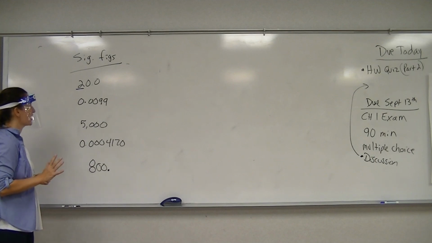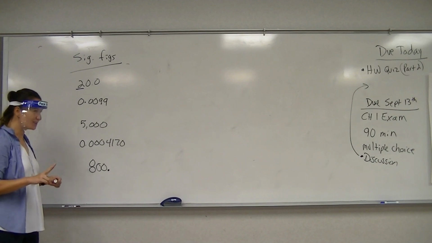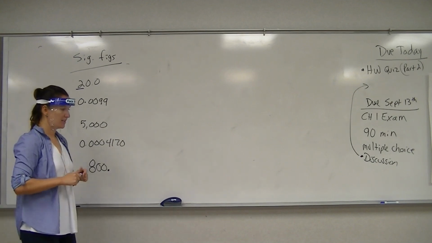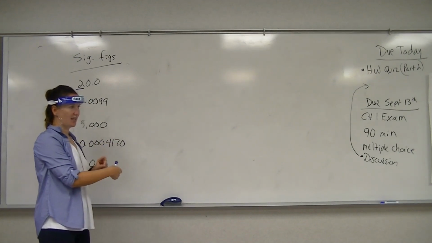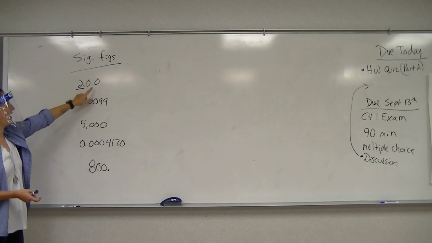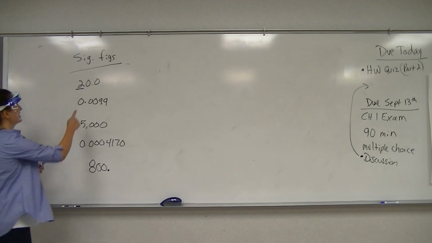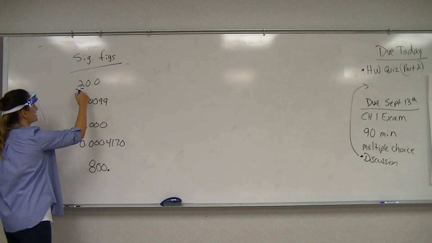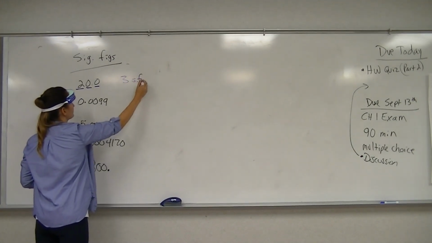So zeros sometimes count, and there's 2 set of rules when they count. The first is, if the 0 is between 2 non-zero numbers, then it counts. The other rule says zeros can count if there's a decimal and you've already started counting. So in this one, since there is a decimal and we started counting at the 2, all the zeros after the 2 will count. So we do have a total of 3 sig figs.